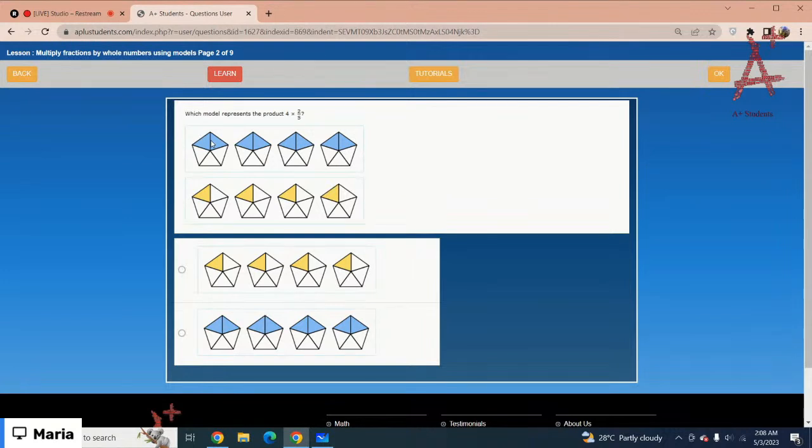So out of the 5, 2 of them are colored. So that means that is the correct option. You have 4 shapes, and all the four shapes have five portions, and out of the five, two of them are colored. So that means the blue one is the correct option. So that would be the second one. Option two is the correct option.